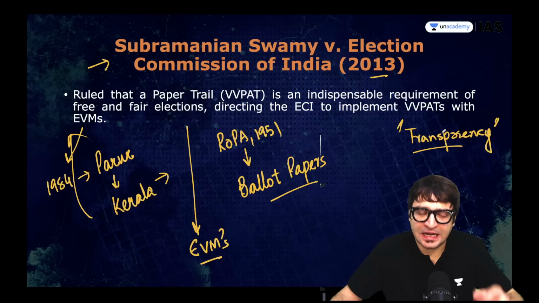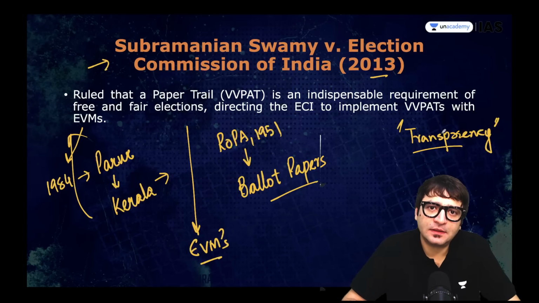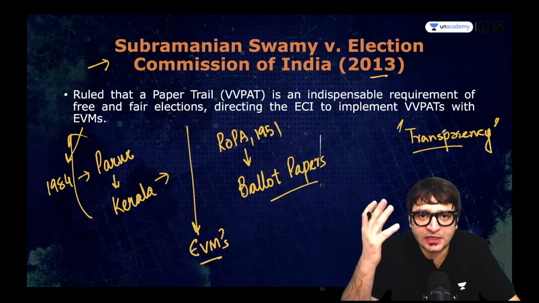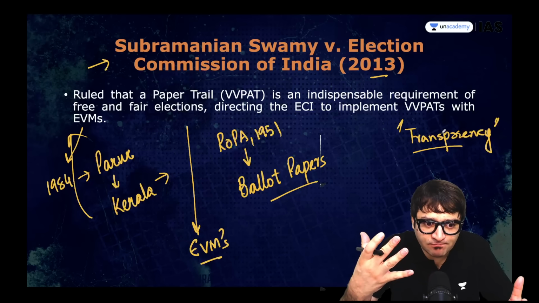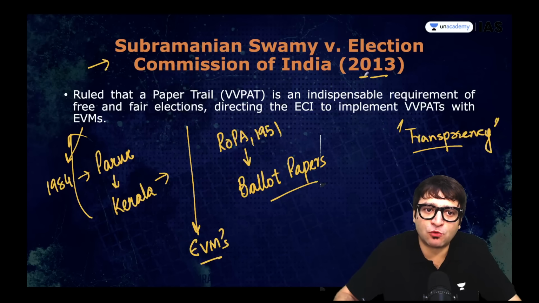If I have pressed the button on the electronic voting machine, the vote has been registered, but how do I satisfy myself that this vote has been registered in favor of the candidate of my choice or in favor of someone else? I need to see the proof. And this is where, basis this petition by Dr. Subramaniam Swamy, the Supreme Court provided for VVPAT, Voter Verifiable Paper Audit Trail.